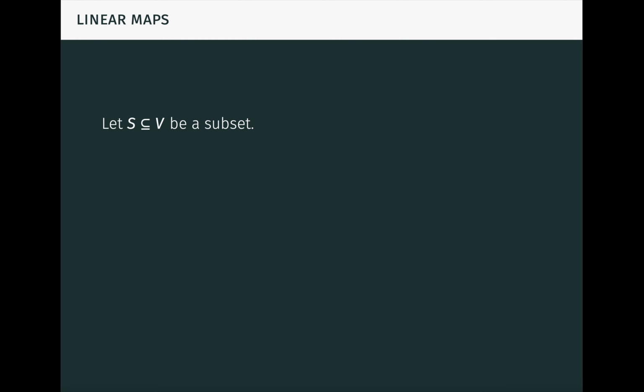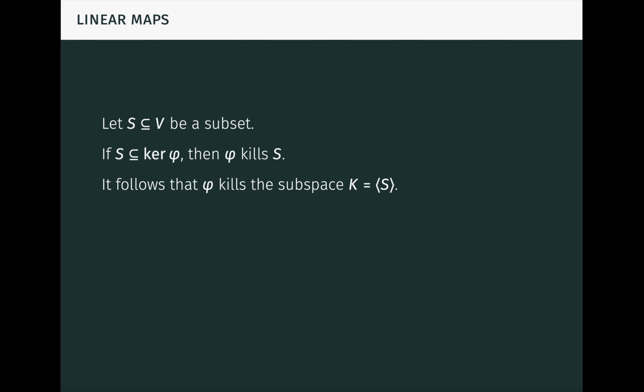More generally, let S be a subset of V, which is not assumed to be a subspace. If S is contained in the kernel of phi, then by definition of the kernel, phi kills S. Since phi is linear, it follows that phi actually kills the entire subspace K spanned by S. In other words, phi imposes that all the vectors in K become 0.